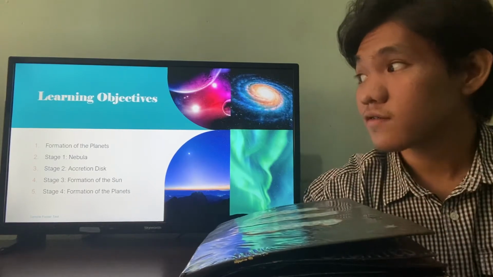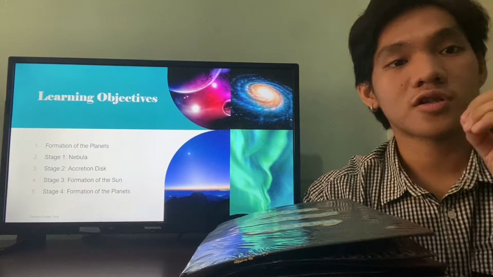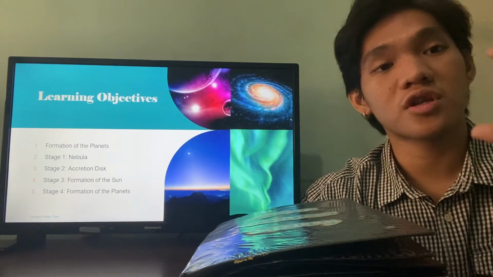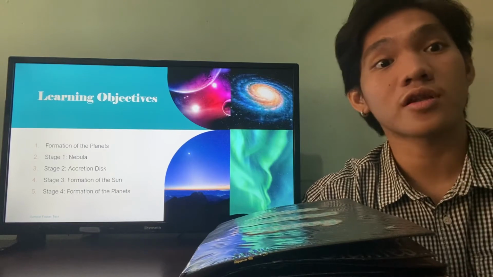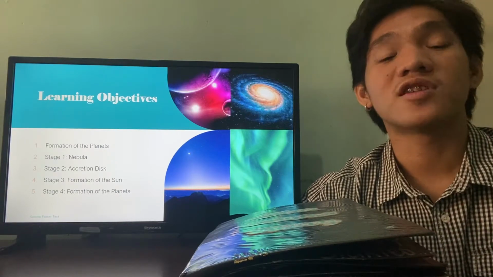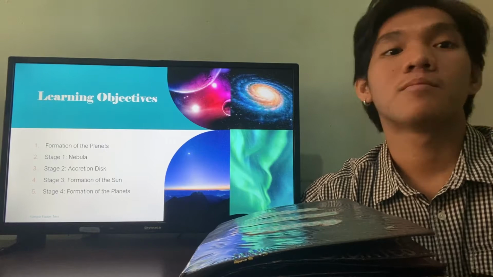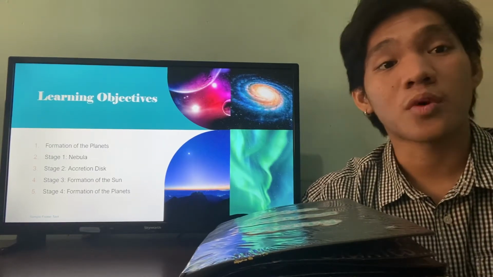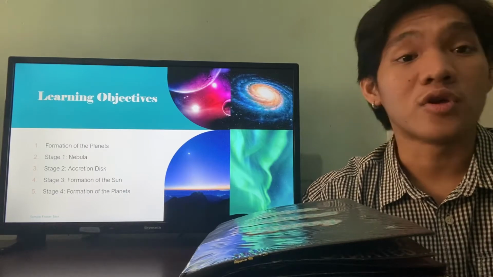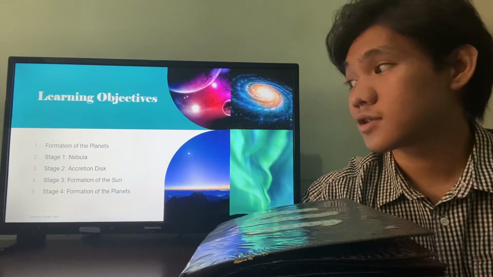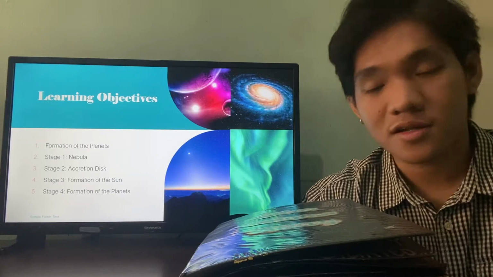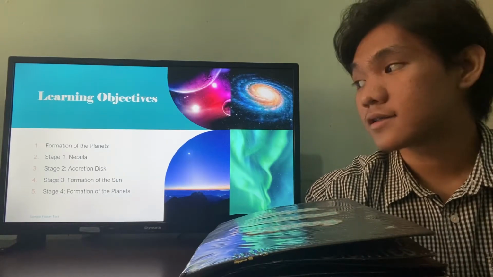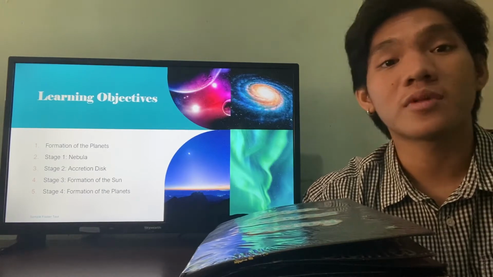The learning objectives: our main objective, number one, is the formation of the planets. This would be divided into stages because it literally took 4.567 billion years before this planet, Earth, was created. Stage 1 will be the nebula. Stage 2 is the accretion disk. Stage 3 is the formation of the sun. And stage 4, finally, is the formation of the planets.